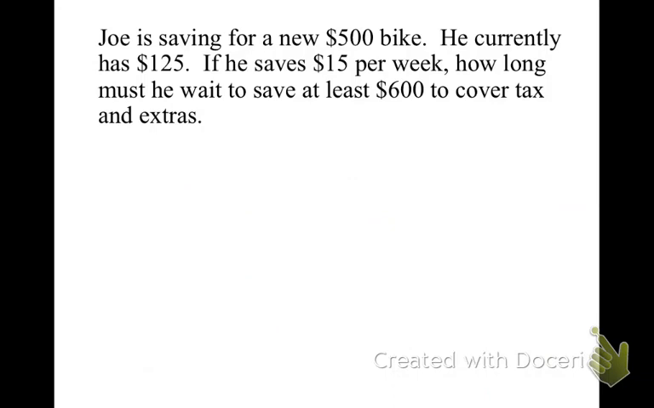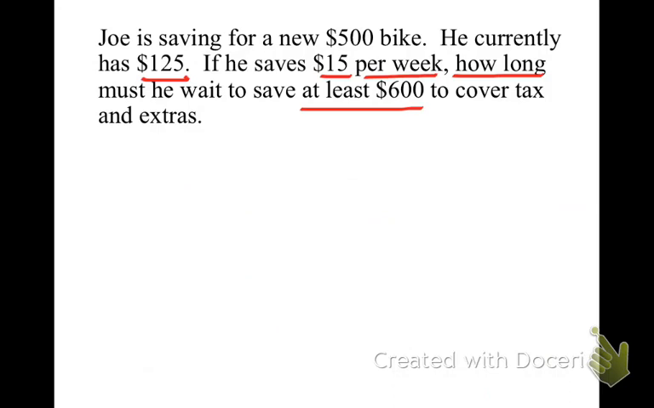So the first thing we need to do is define our unknown. Our unknown, what's changing, is the number of weeks. So our number of weeks is changing because we need to know how many weeks, how long it's saying. That's one clue as to what your unknown is, how long. Okay, and it really kind of gives it to us. 125 is what he has, and he saves 15 per week. There's my variable, and it has to be at least 600.